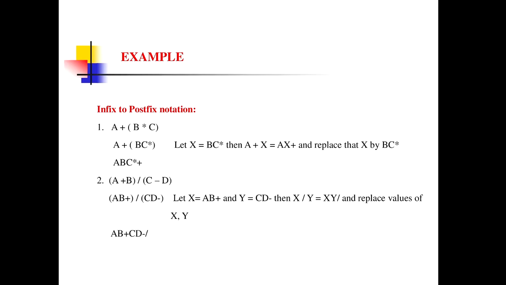And similarly for the second example you solve the brackets first. For the first bracket I get AB plus, and for the second bracket I get CD minus. You let X equal the first bracket and Y equal the second bracket, and then it becomes very easy to solve because the expression is X division Y. In postfix you will get XY slash, and you replace the values of X and Y and then write the slash. X value is AB plus, Y value is CD minus, and then slash.